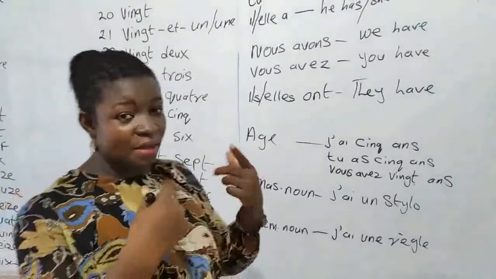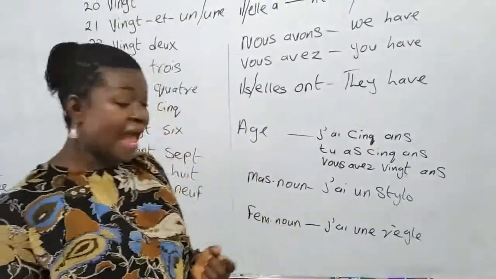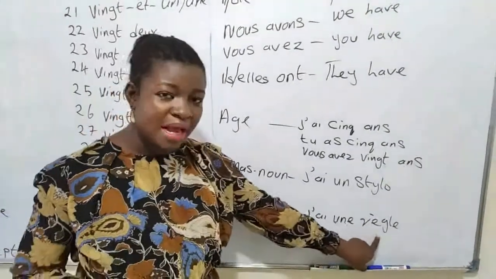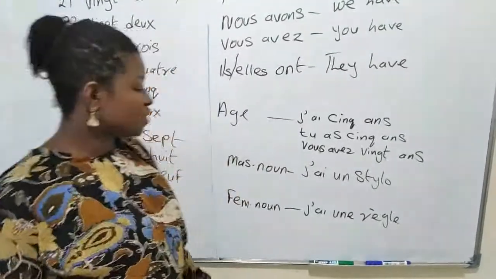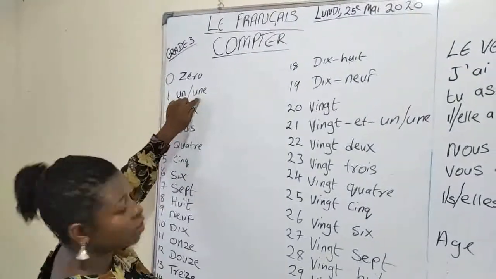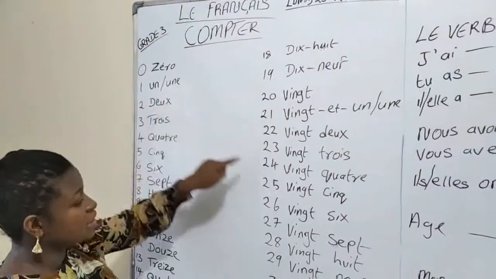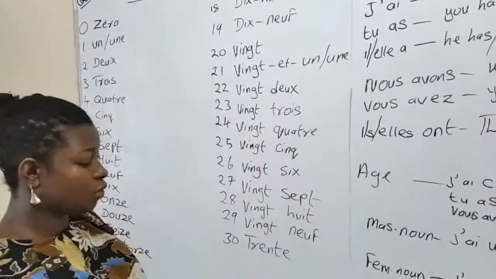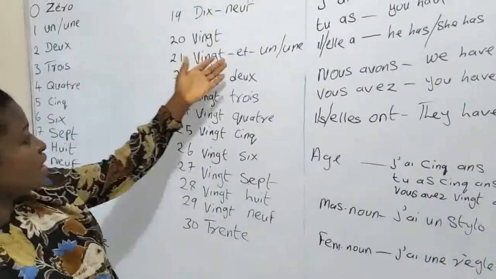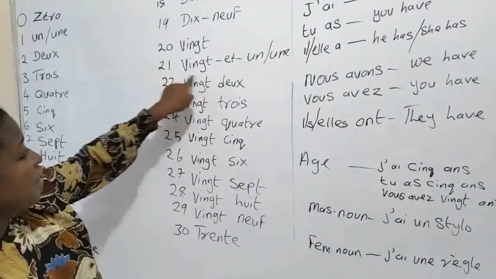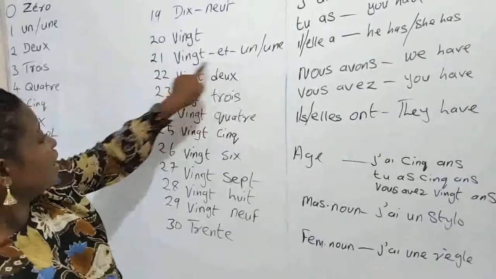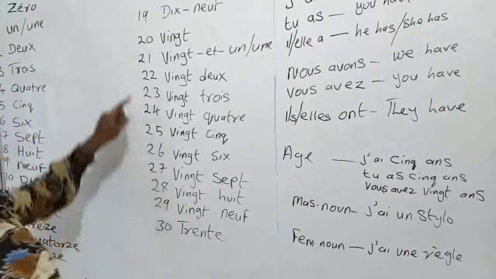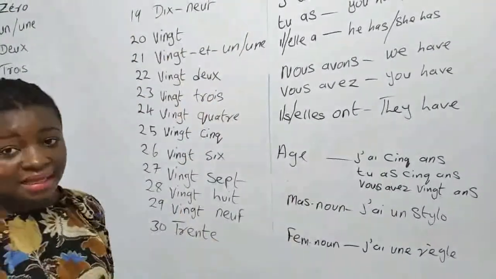That's like saying I have a pen or I have one pen. This is I have a ruler or I have one ruler. So that's why I say it's either un or une, depending on what you are counting. It's either vingt et un or vingt et une, depending on what you are counting. So if you are counting 21 pens, you say vingt et un stylos. If you are counting 21 rulers, you say vingt et une règles.